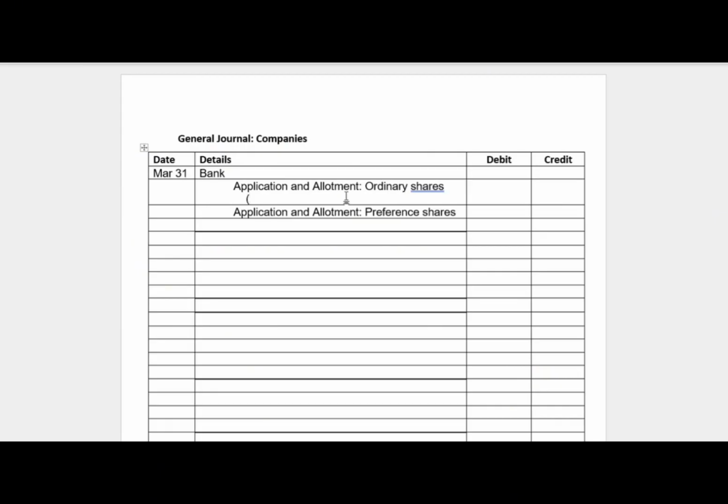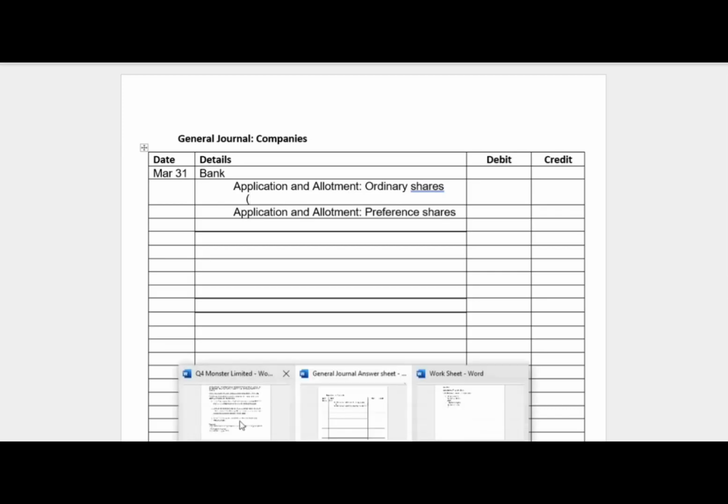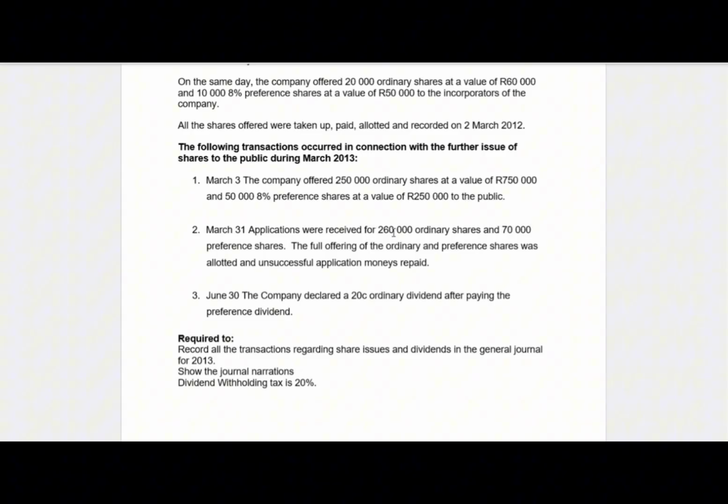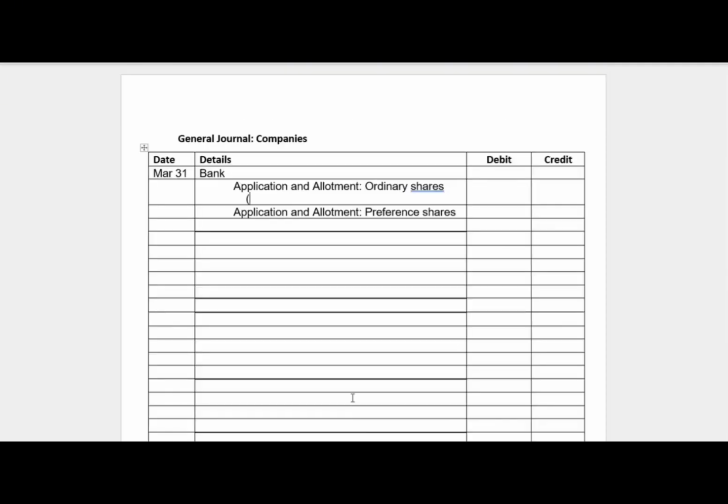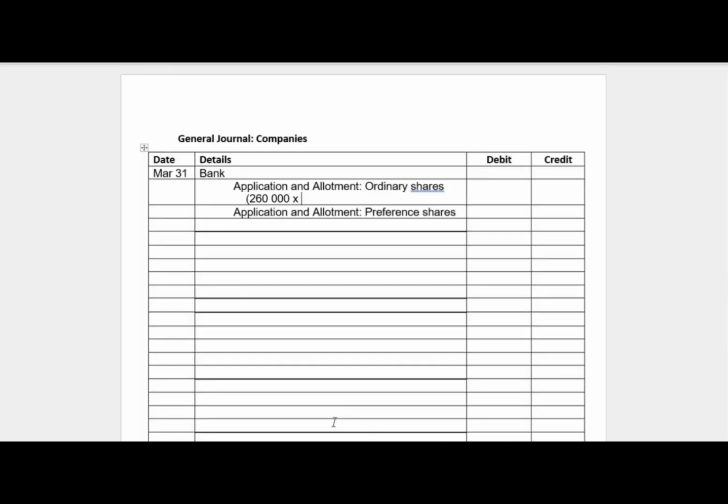We're going to say the number of shares applied for. The number of shares applied for is 260,000 for ordinary shares, right? 260,000 multiplied by the price per share. Price per share, we calculated on the other side. So it's just going to be 260,000 number of shares multiplied by price per share. Our price per share, according to our calculations that we've made this side, is 3 rand. So we're going to multiply by 3 rand there.